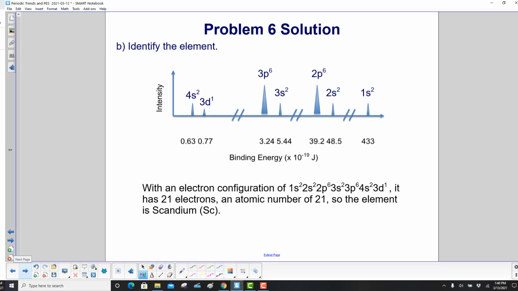Identify the element. With an electron configuration of this, it has 21 electrons, an atomic number of 21, so the element is scandium.